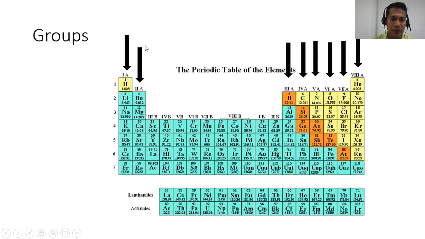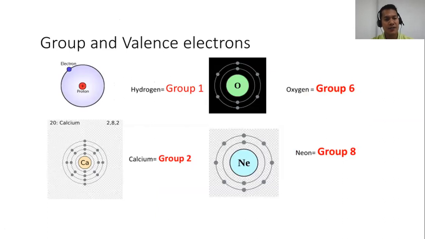Notice now how my cursor is pointing downward, right? Because the vertical columns are the groupings. Understand? Now, I will use the same illustration about the groups and the valence electrons. If periods and energy levels are the same, groups and valence electrons are the same as well. So the groups tell you the number of valence electrons.